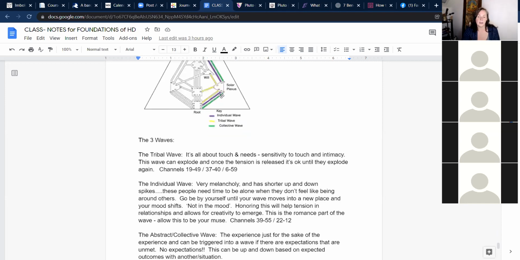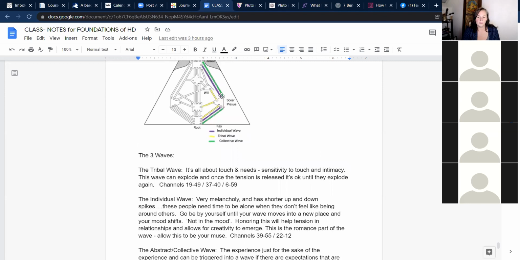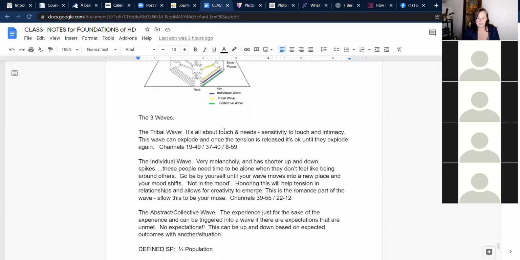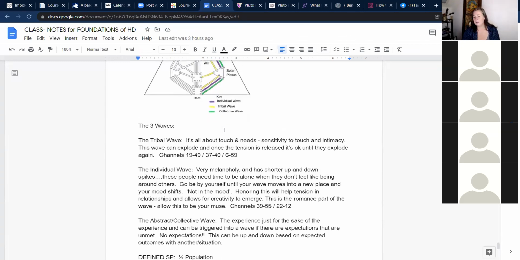I haven't played music in a while, but I used to play music, and I had people that I'd play music with, and oftentimes we would want to record or do something with it and have these expectations for it. And then, realizing that, I'm like, no, we're just doing this literally for the sake of the experience. Because every time we had an expectation set, there would be a letdown. And that's what this is. The abstract or collective wave is literally the experience just for the sake of the experience.